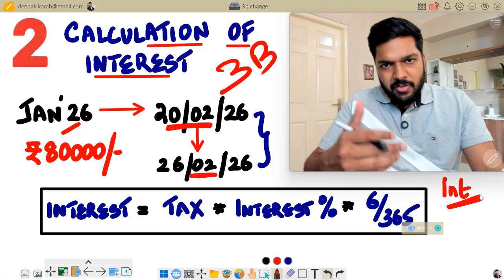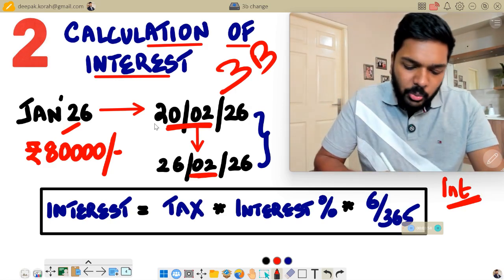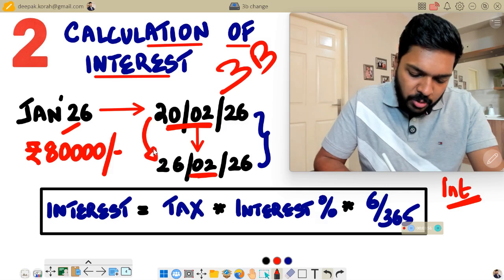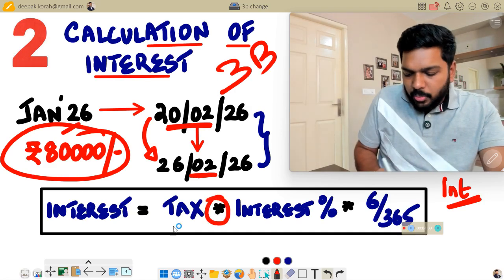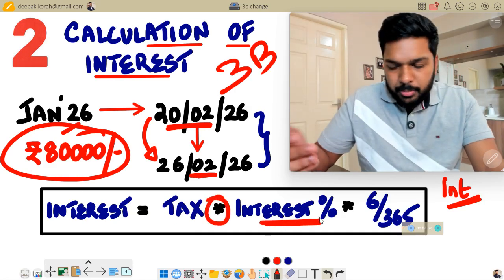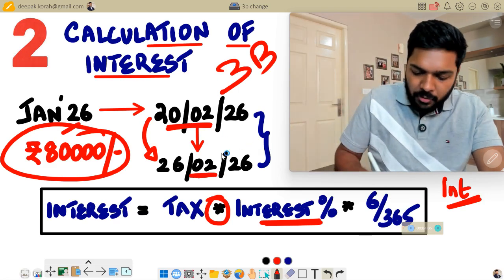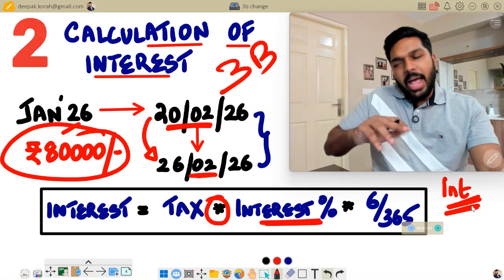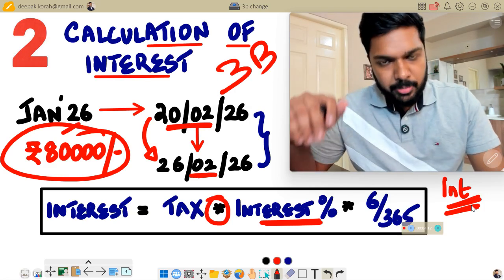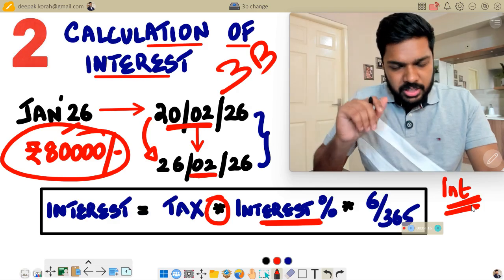Normally, the calculation formula for interest is that whatever tax you had to pay on 20th of Feb, but you are paying on 26th of Feb, let's say for example 80,000 rupees, that you have to multiply with the interest rate, mostly it is 18% per annum rate, right? So 6 days of delay by 365, you get the interest amount, which will be auto-populated and worked out in the next GSTR 3B. Now, this was a normal calculation of interest.